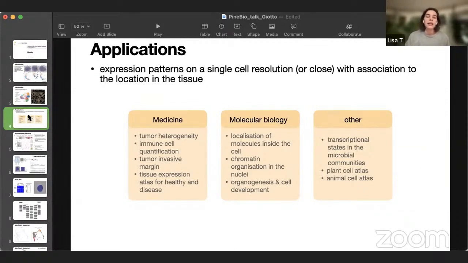And it was possible to build a bunch of expression atlases for healthy organs or the ones in disease. Also in molecular biology, it allowed us to localize the individual molecules and, of course, study their expression inside the cell, for example, in cytosol or in nucleus. It also helped to understand better the chromatin organization and cell development.